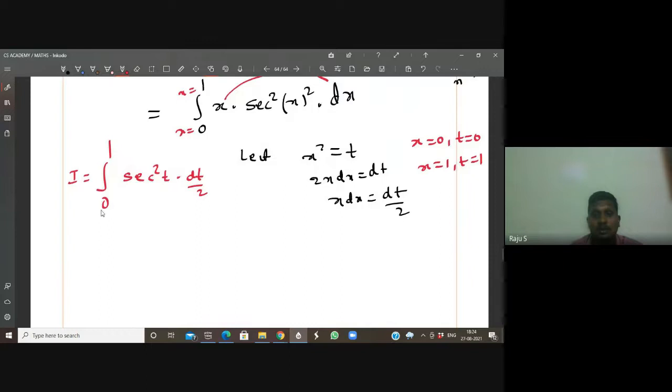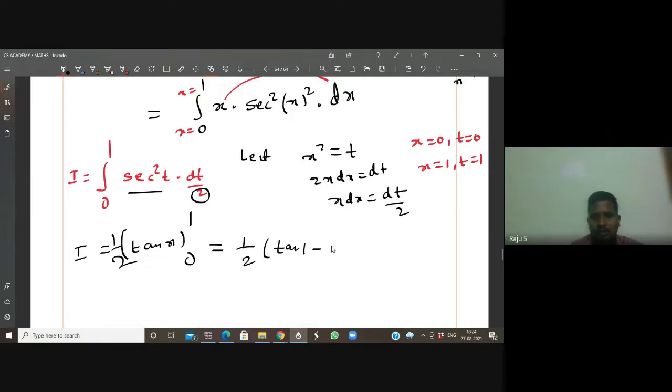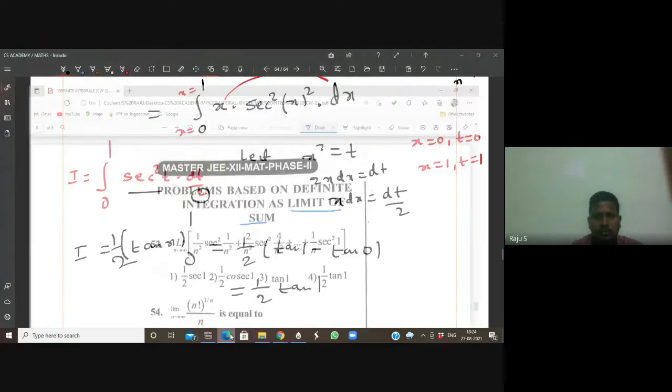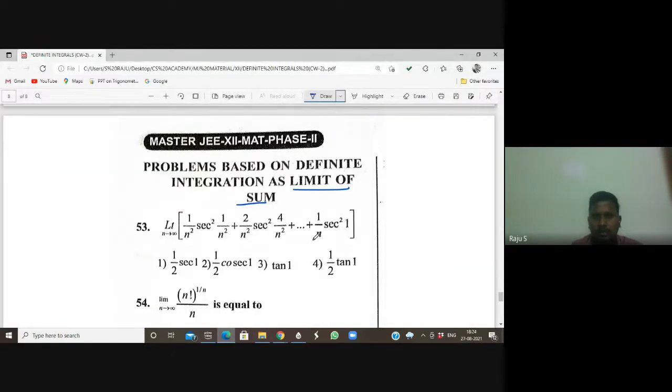Right. So now I is equal to secant square, a direct standard form. Integral of secant square is tan x, from 0 to 1. The 1 by 2 you can take outside. So 1 by 2 times tan 1 minus tan 0, which is 1 by 2 tan 1. So it is the fourth option.